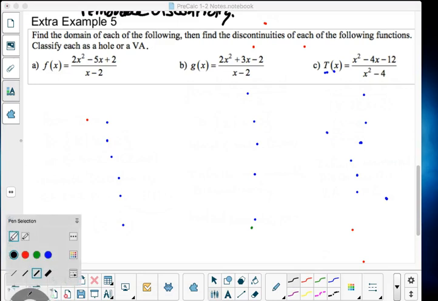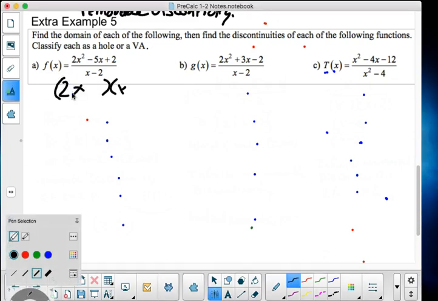So in A, I've got to factor first. I've got 2x, x. I'm going to go 2, 1. They're both negative. That's going to give me my negative 5x. And then I've got x minus 2 on the bottom. Well, this is a removable discontinuity.